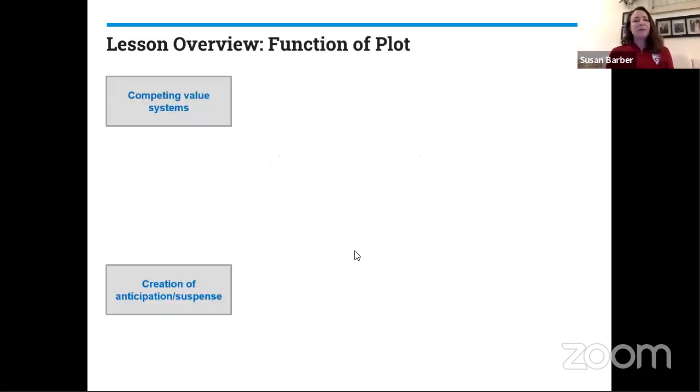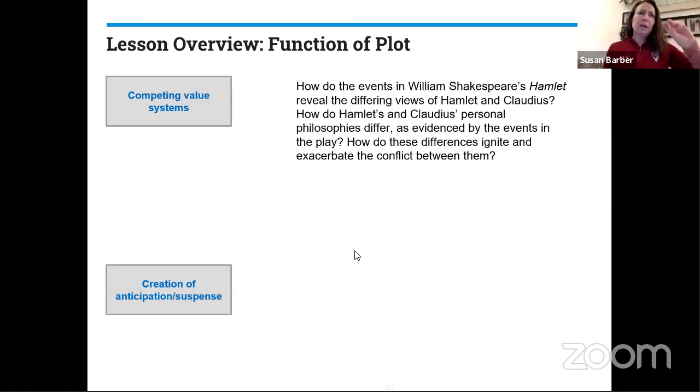So thinking about how these two different things work, if we think about a competing value system and how events of a plot highlight that, let's think about Hamlet. That's a perfect example because we can see that events in Hamlet will reveal differing views of Hamlet and Claudius. So like one event, maybe when we hear that the ghost of King Hamlet appears, then that event gives us opportunity to see how these two different characters react. Or possibly when Polonius dies, again, their value systems are highlighted by the way they react to that one event. How do Hamlet and Claudius's personal philosophies differ? How do these differences ignite the conflict between them?